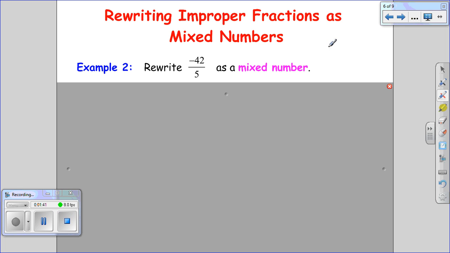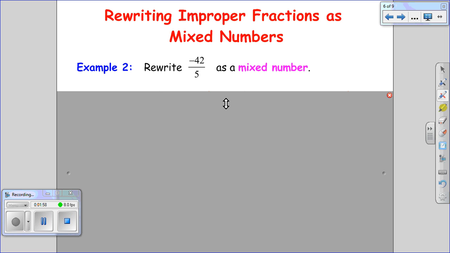The other thing we need to know how to do is rewrite improper fractions as mixed numbers. So we need to rewrite the number negative 42 over 5 as a mixed number. So we need to figure out how many wholes I can create. And each whole has 5 pieces in it. So we have to split up those 42 pieces into groups of 5 to create wholes.